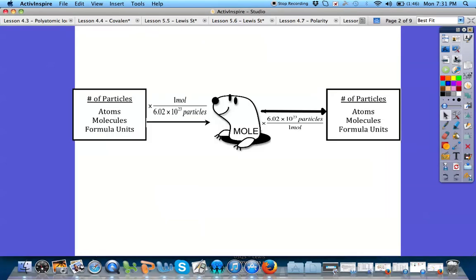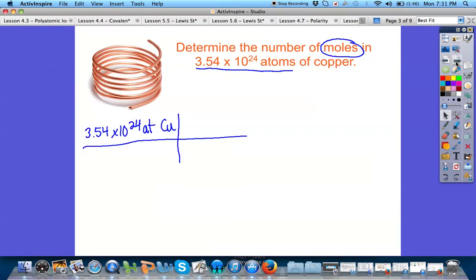You should have received a mole map like this in class, and we're going to use this mole map to help us solve these problems. So our first problem says to determine the number of moles in 3.54 times 10 to the 24th atoms of copper. We're given the 3.54 times 10 to the 24th atoms of copper, so that's what we're going to start with. We want to find moles.